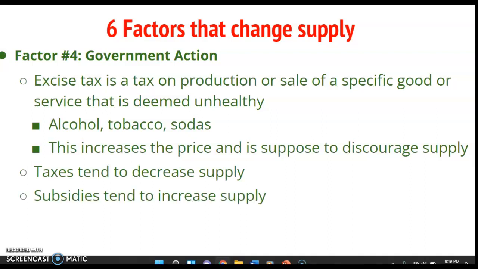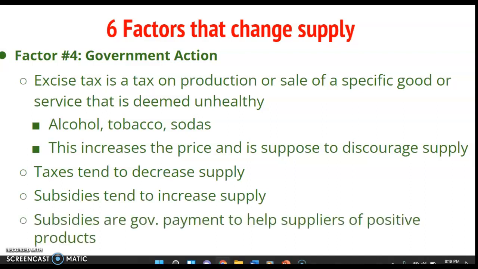Like I was saying earlier, subsidies tend to increase supply. Okay? Subsidies are government payments that are supposed to help suppliers produce the products. And usually you're only getting a subsidy if it's a positive product. Okay? This could be health foods. This can be new technologies that are helping produce extra work, you know. It could be all kinds of different things, guys.